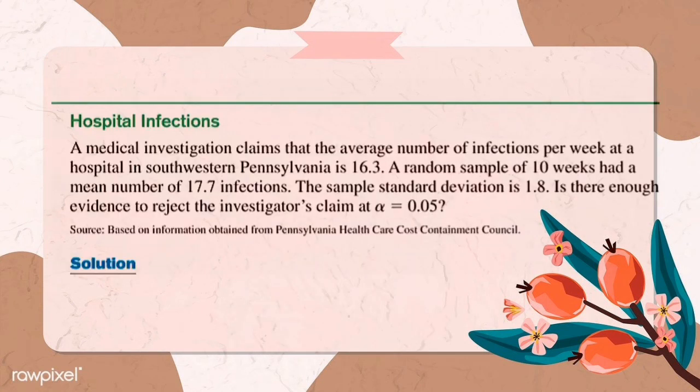Let's have an example problem. A medical investigator claims that the average number of infections per week at a hospital in southwestern Pennsylvania is 16.3. A random sample of 10 weeks had a mean number of 17.7 infections. The sample standard deviation is 1.8. Is there enough evidence to reject the investigator's claim at alpha 0.05?